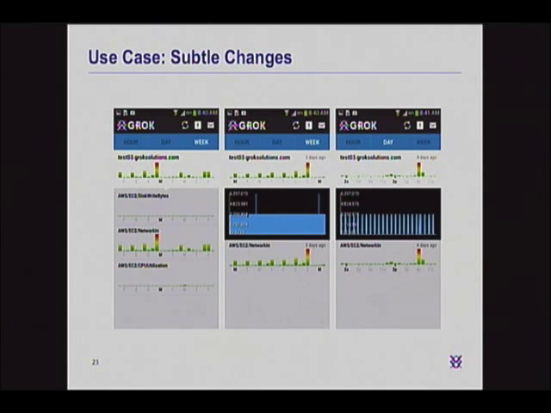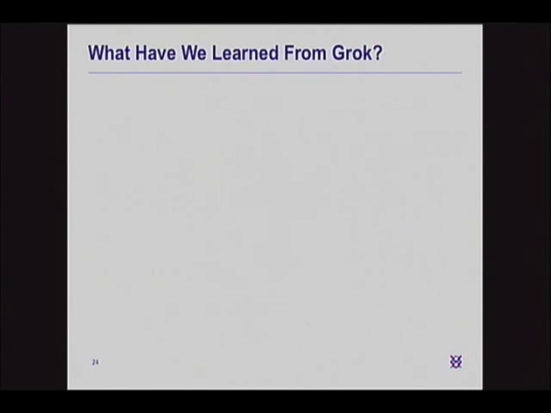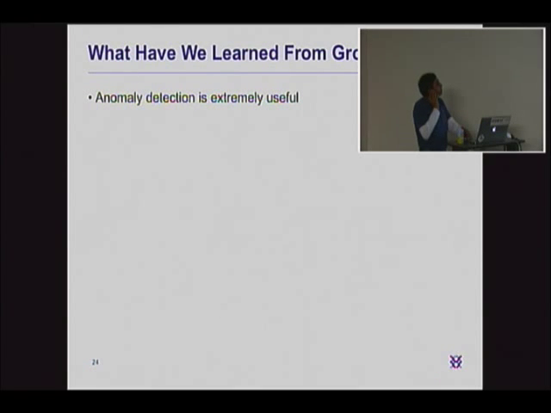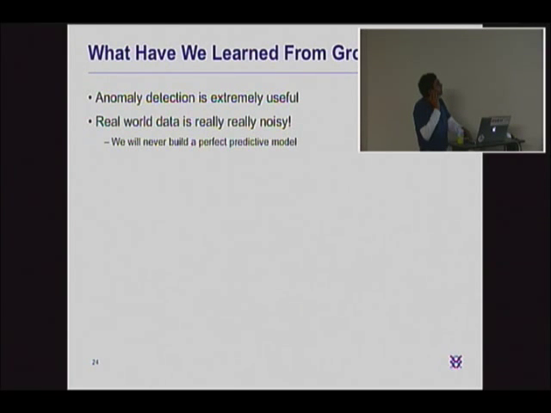So how do we do this? Well, what have we learned in the process of using NuPIC for anomaly detection? Okay, so what have we learned from Grok? First of all, anomaly detection is extremely useful. As I've been showing you, real-world data is really, really noisy. And it may be that for some of them, we can never build a perfect predictive model. It's just inherently noisy, inherently random. And you just have to deal with that. But still, humans can detect changes in that noisy behavior.